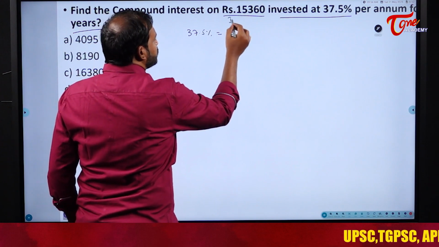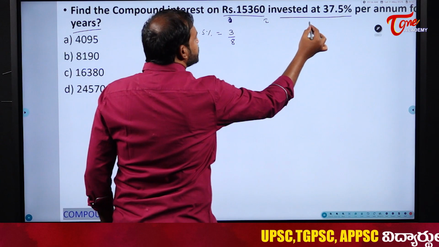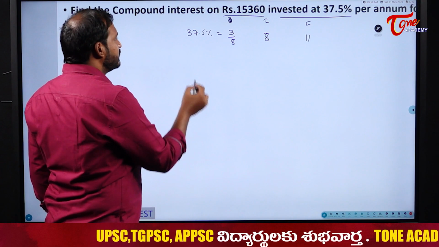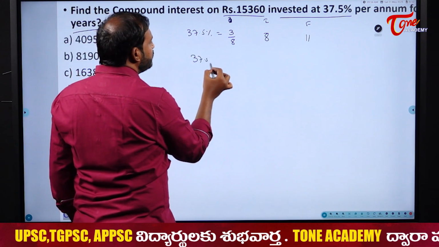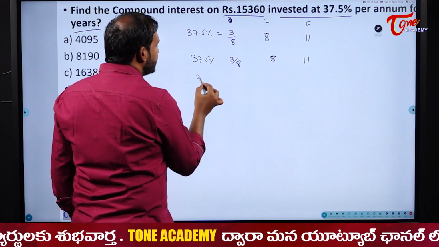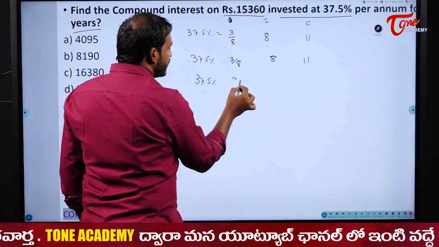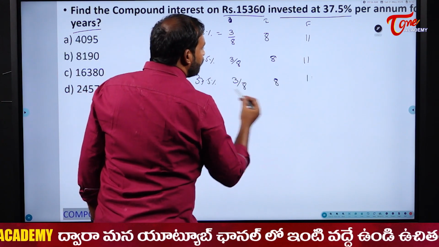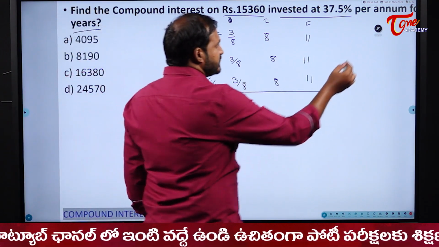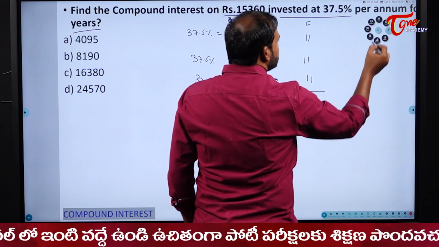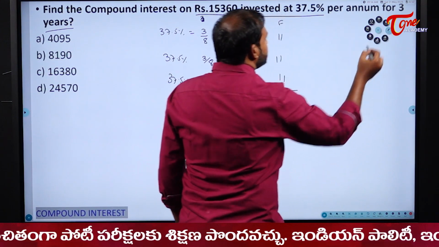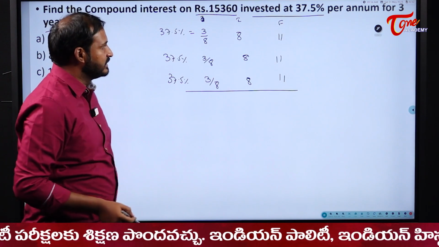Okay, so what happens to my initial and final values? Initial will become 8, final will become 11. Am I correct? Next, once again 37.5, so 3 by 8, that is 8 and 11. Next, once again 37.5, 3 by 8, 8 and 11. Why am I writing it only 3 times? Because here the duration is 3 years. That is the reason I am writing this 3 times.